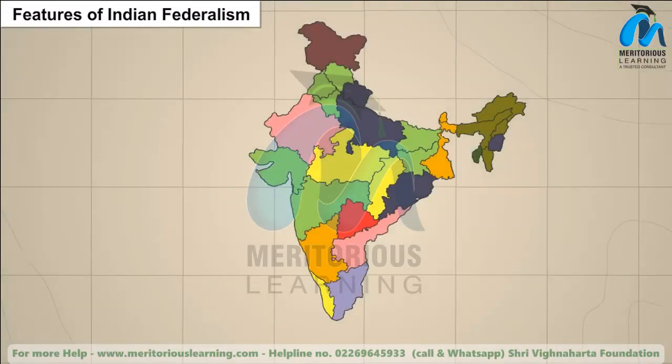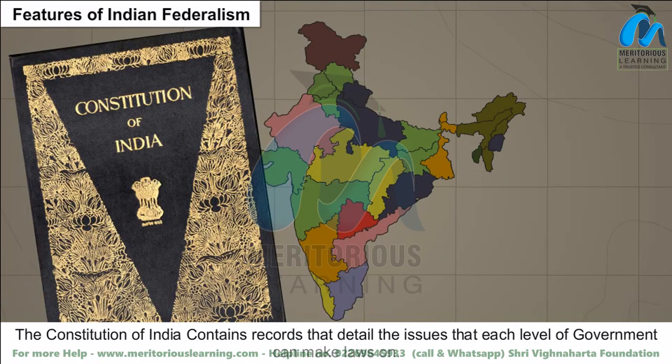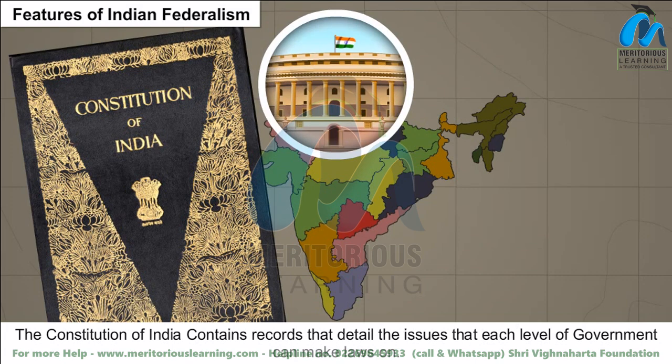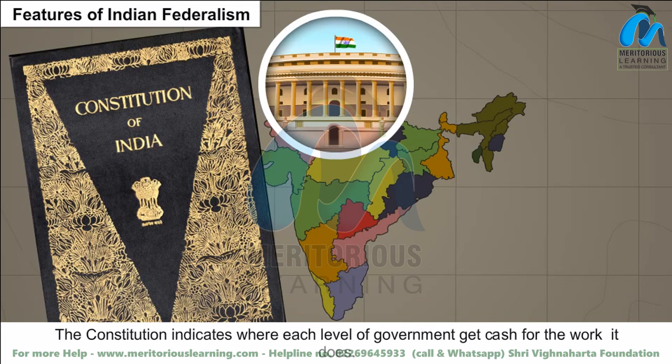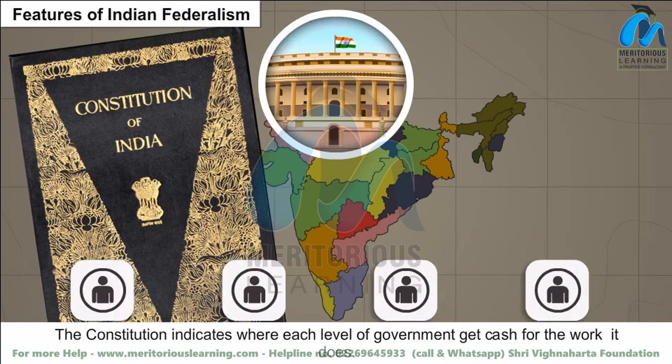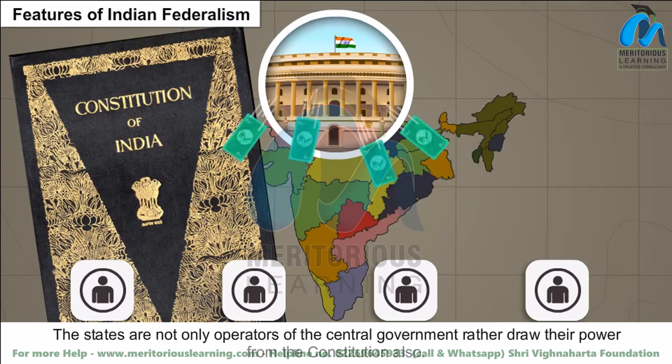Features of Indian federalism. The Constitution of India contains records that detail the issues that each level of government can make laws on. The Constitution indicates where each level of government gets the cash for the work it does. The states are not only operators of the central government, rather they draw their power from the Constitution also.